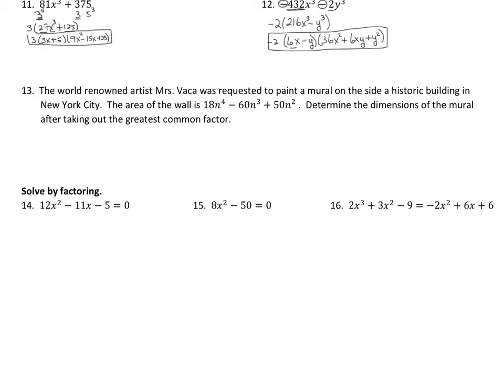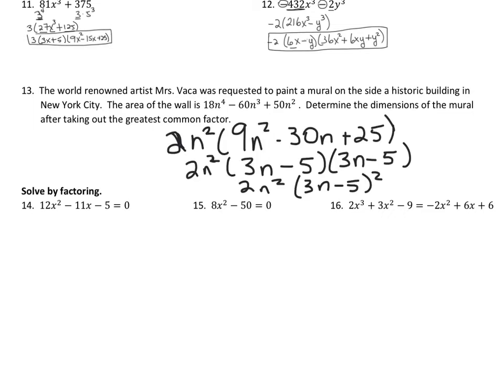All right, so problem 13 is a word problem. The world-renowned artist Mrs. Vaca was requested to paint a mural on the side of a historic building in New York City. The area of the wall is 18n to the fourth minus 60n to the third plus 50n squared. Determine the dimensions of the mural after taking out the greatest common factor. Okay, so basically we're just taking out the greatest common factor and then factoring what's left. And that's all you have to do.